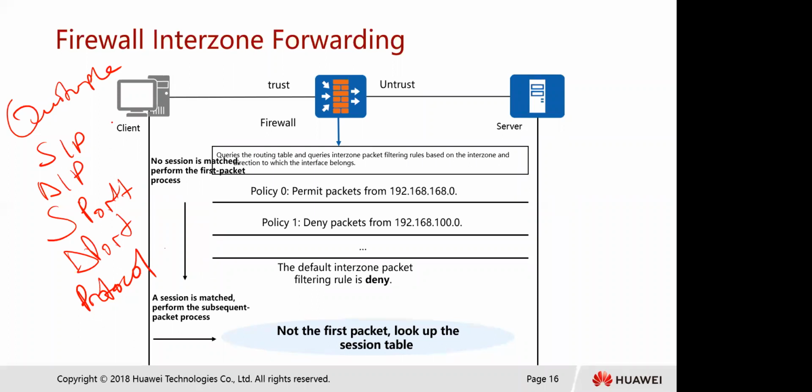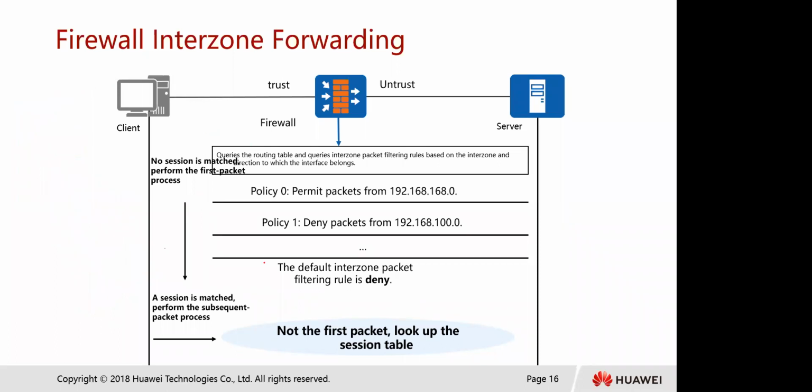So we are saying after the 3-way handshake succeeds, the firewall is going to match the subsequent packets with the quintuple in the session table to determine whether to allow the packets to pass through. So all the subsequent packets that are going to come, because it has already checked and stored the session, it will go ahead and allow them.